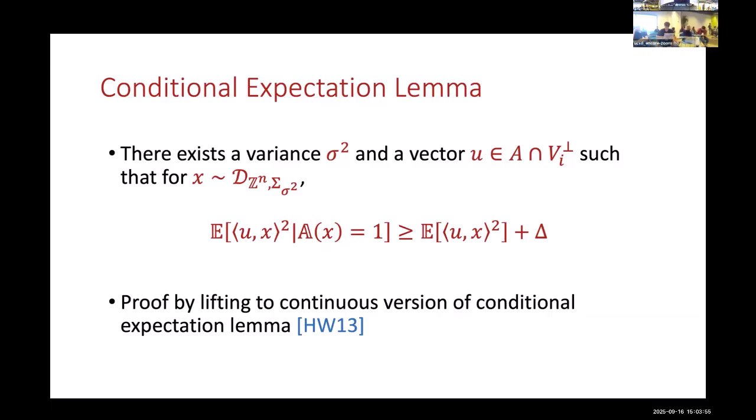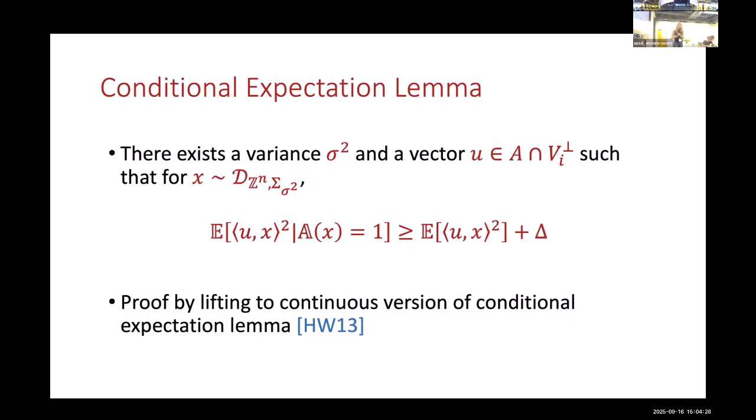So sort of as David explained, the intuition is that if the algorithm is given a query that's very close to the row span, then it might get confused and think that the query's norm is larger than it really is, just because the projection is larger. So then we will be able to find some variance so that the algorithm will become confused. This is exactly the lemma that's shown in the continuous paper. And we prove this by simply lifting to the continuous version of the conditional expectation lemma.